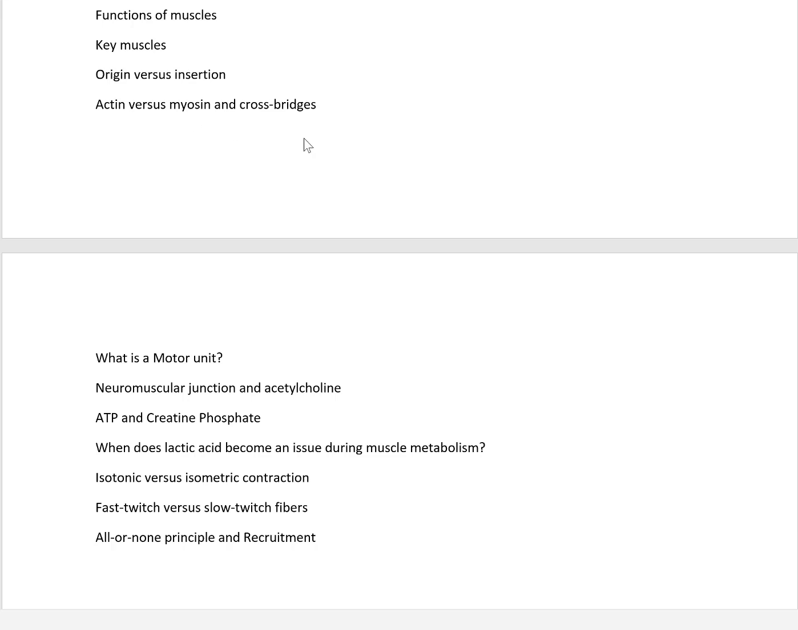So how muscles contract, and watch the videos on this, is actin and myosin link together and form a cross bridge, and then as the ATP, the cellular energy, is being used, it causes a power stroke. So your muscle fibers crawl over each other, and that's actually how muscles contract. You don't have to know detailed information about muscle contraction, but that's the big picture.